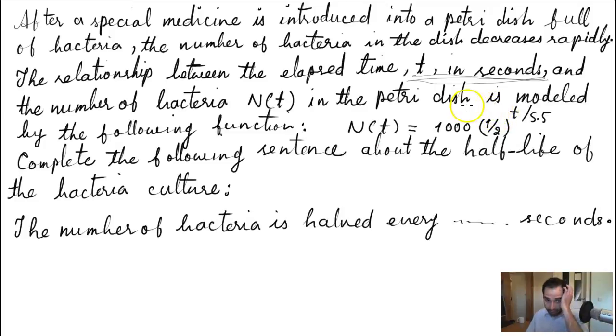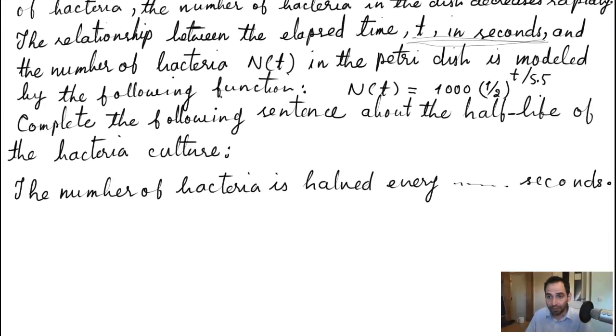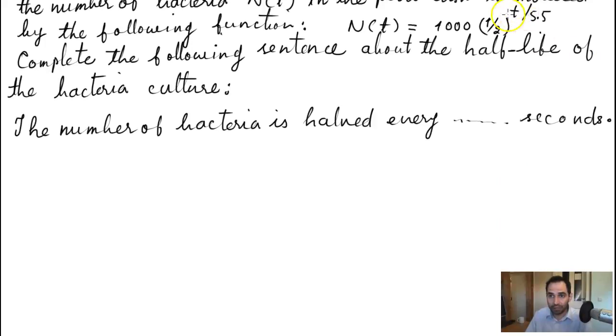Complete the following sentence about the half-life of the bacteria culture. The number of bacteria is halved every so many seconds. So based on this function, you're supposed to know every how many seconds the number of bacteria is halved. If you understand this function, you know that here t is in seconds.